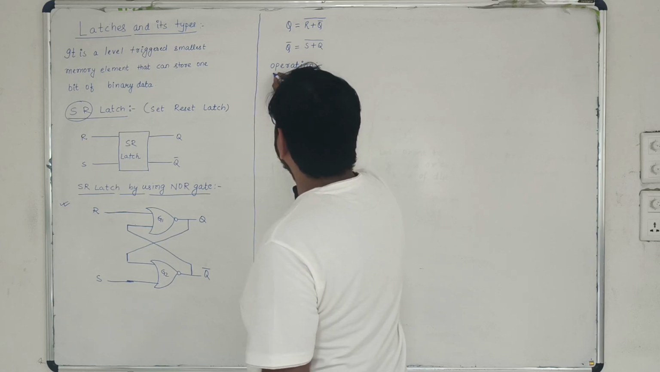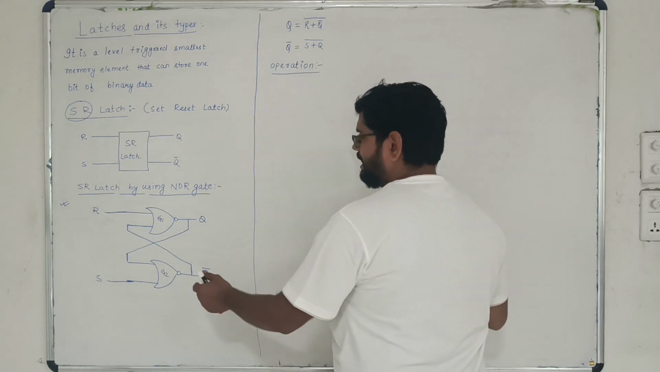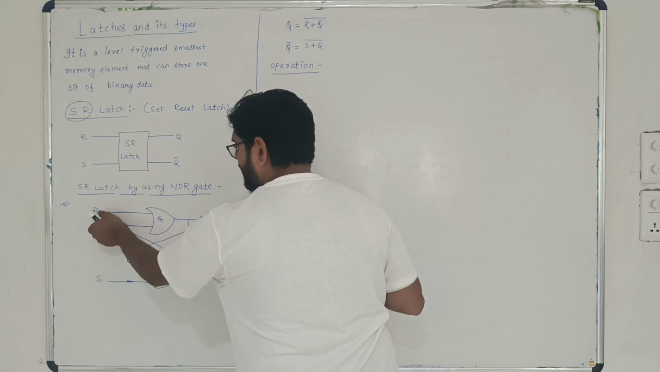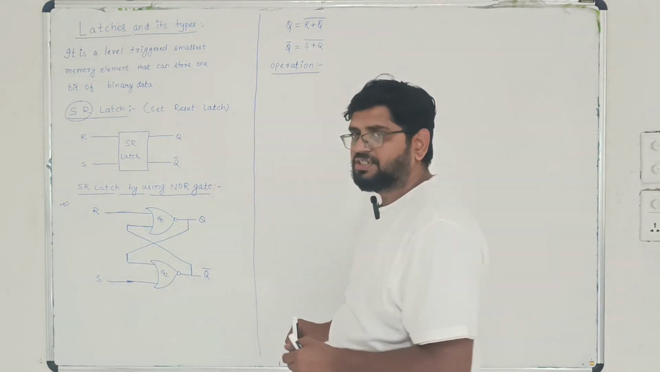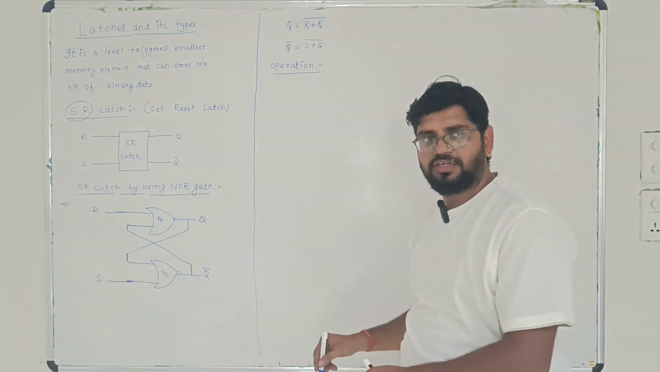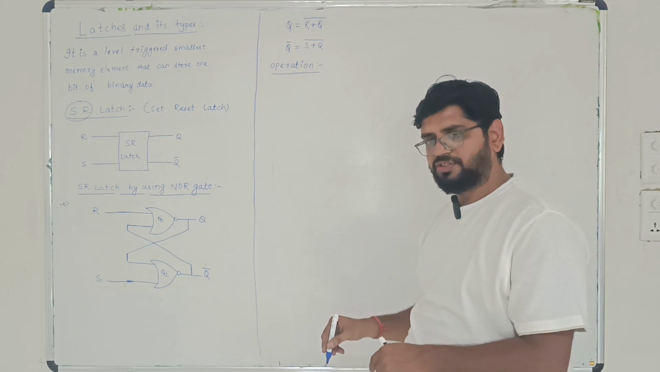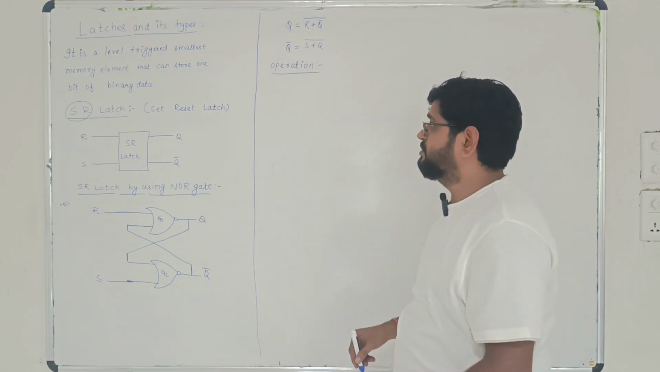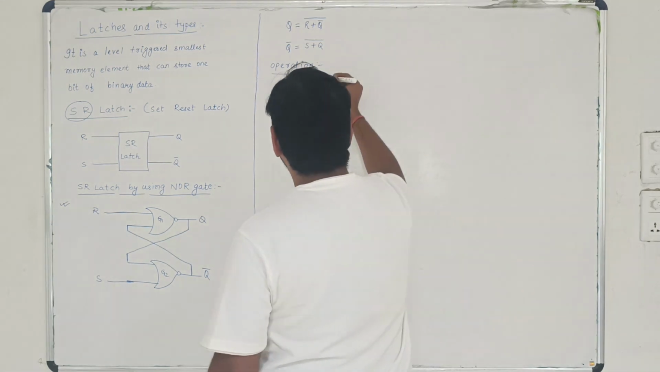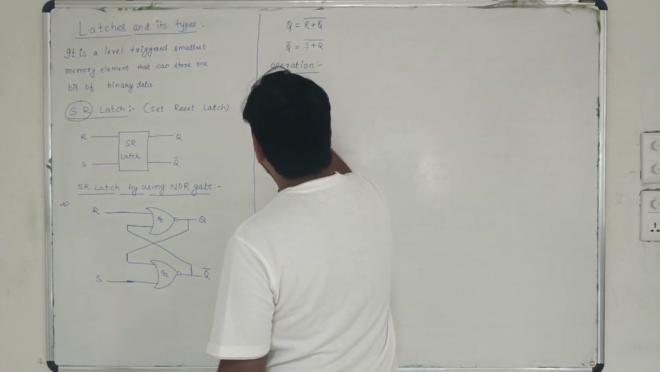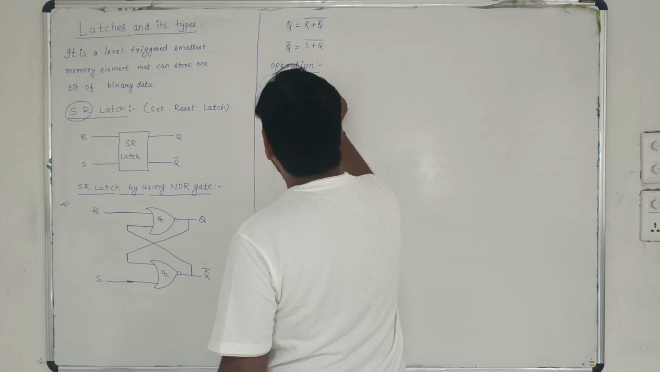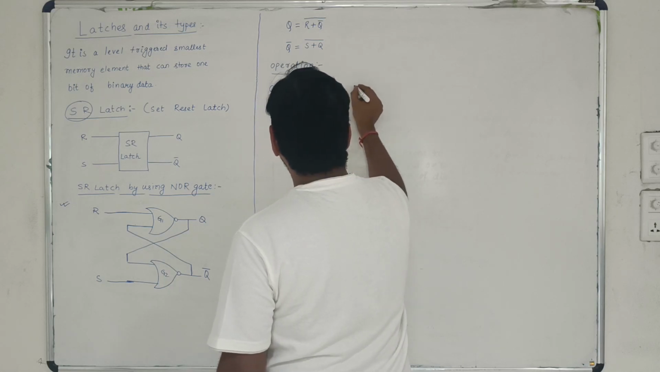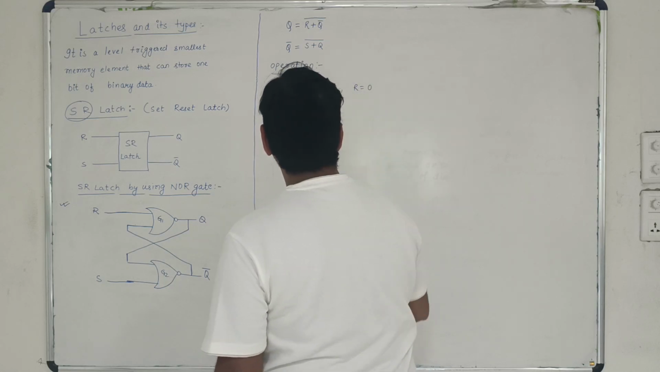And how will you understand this operation? Since it has two inputs, S and R, there are four combinations that are possible. S equals 0, R equals 0. S equals 0, R equals 1. S equals 1, R equals 0, and S equals 1, R equals 1. So we'll go one by one. Okay. So the first case, case 1, is S equals 0 and R equals 0.